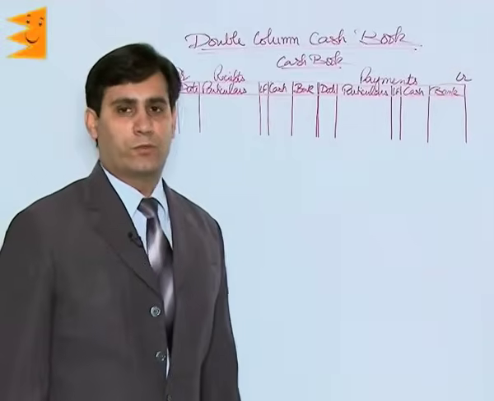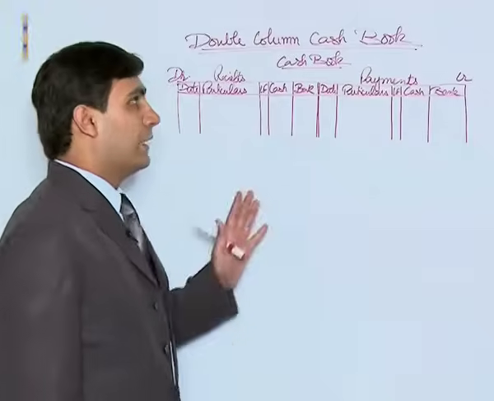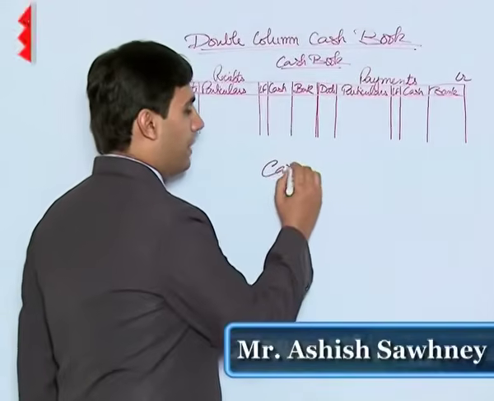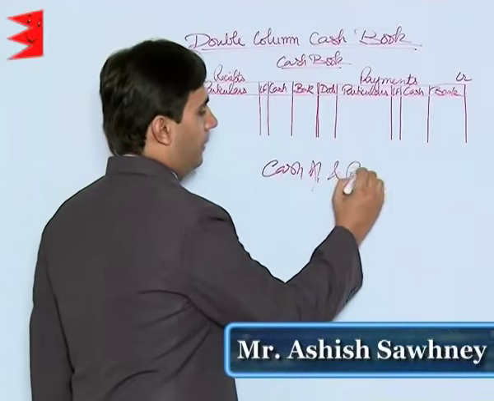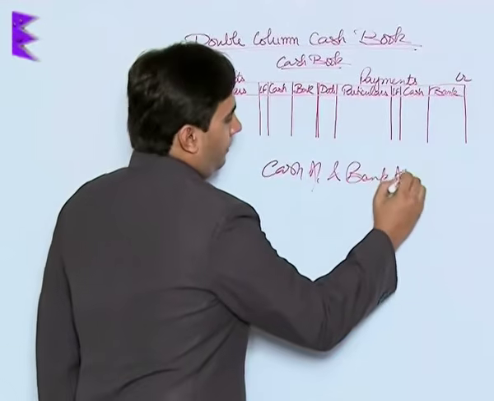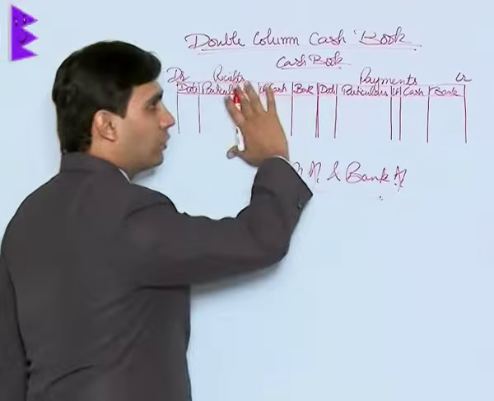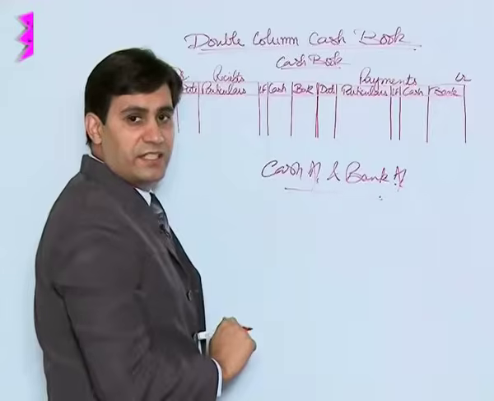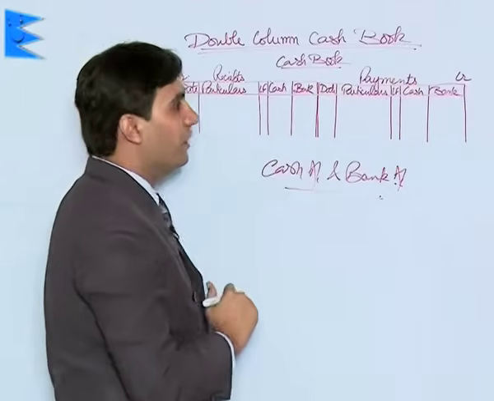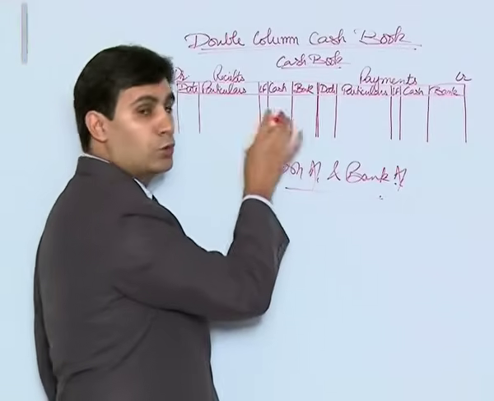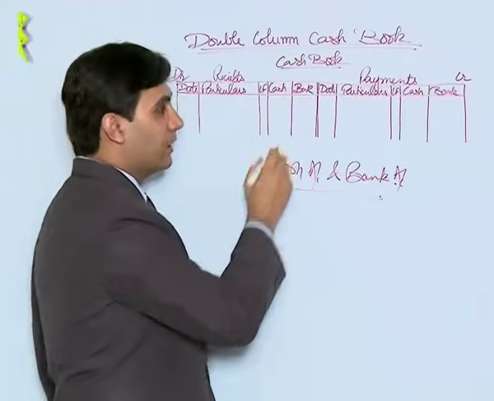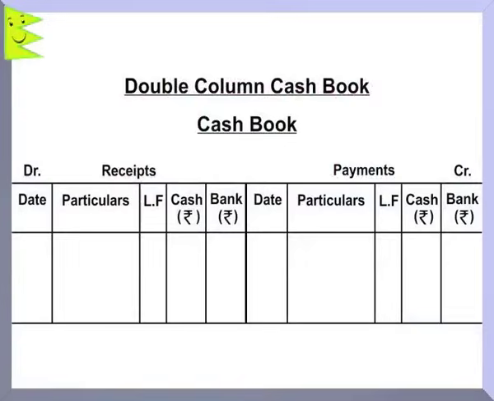Coming to double column cash book. Now students, we know that double column cash book shows both cash account as well as bank account. Now this is how the format of a double column cash book appears. Again, debit side is the receipt side, credit side is the payment side. The only difference is that the amount column has two columns now, the one which represents cash and the second one which represents bank. Cash and bank on both the sides, debit and credit.